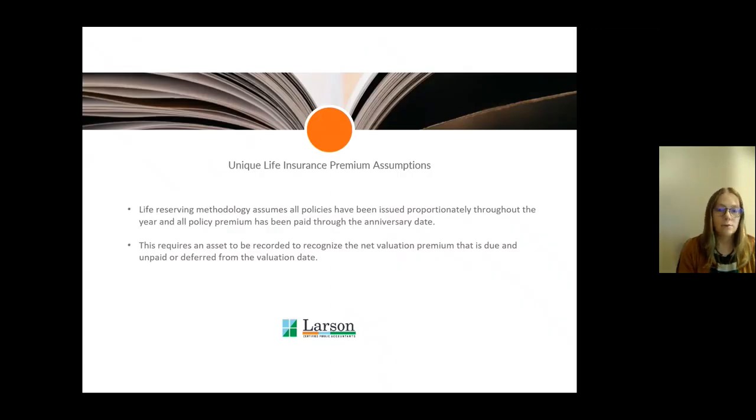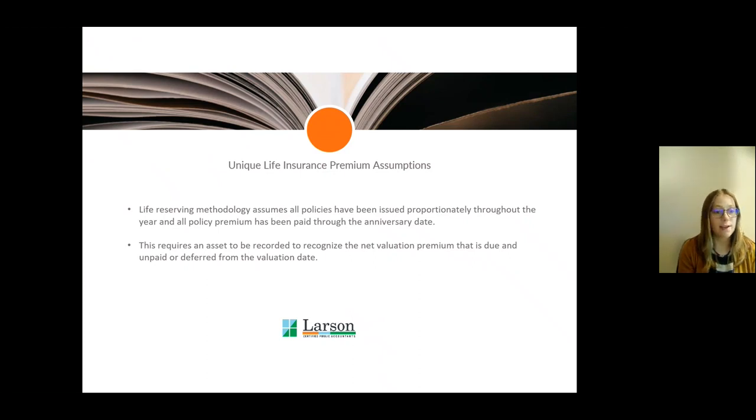All right, so before we get into the actual journal entries, there are some assumptions that are made for life insurance. So the life reserving methodology assumes all policies have been issued proportionately throughout the year and all policy premium have been paid off through the anniversary date. So the anniversary date is the date that the policy started. So let's say a policy started in July. And it assumes that the entire premium has been paid for that year, starting in July, assumes that it has been paid.